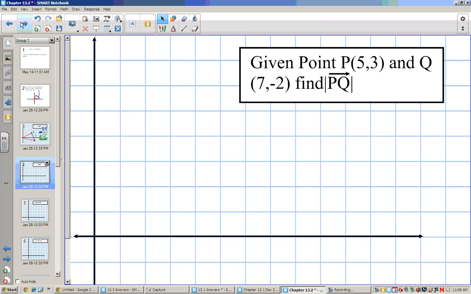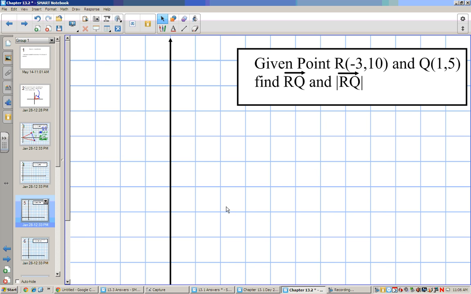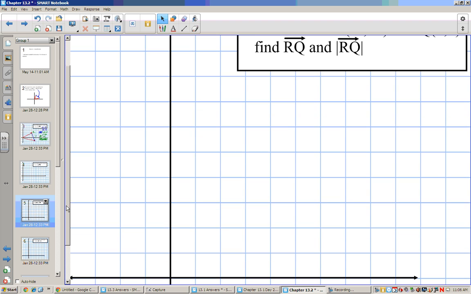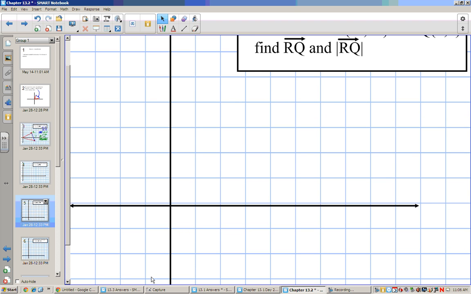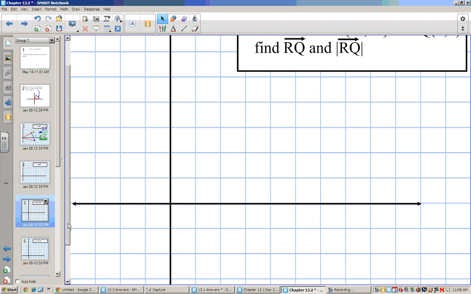All right, let's try this one. Now you try this one on your own. Hopefully you can figure it out. And when you're done, pause the video and see how well you do.